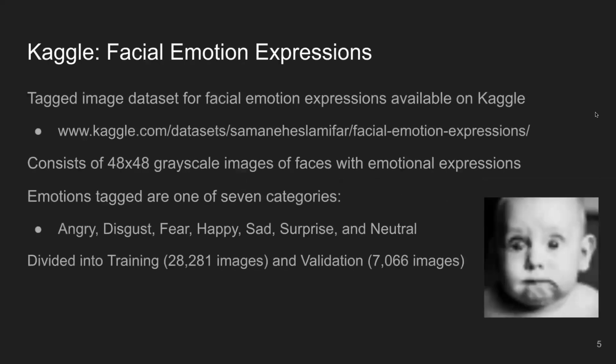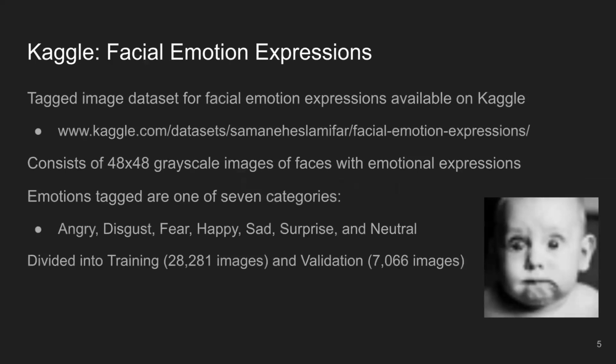Part 2, data set of images. After some research, I located an image set that seemed to be appropriate for a convolutional neural network type of problem. It's a facial emotion expressions image set available on Kaggle. This consists of a tagged image data set that has 7 different categories of emotions. It's available on Kaggle at the URL listed on the slide.